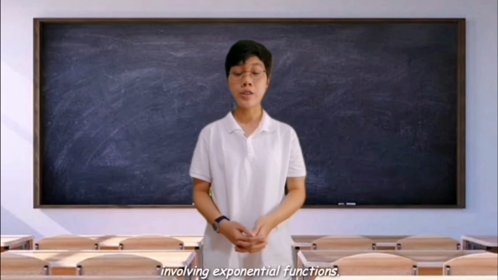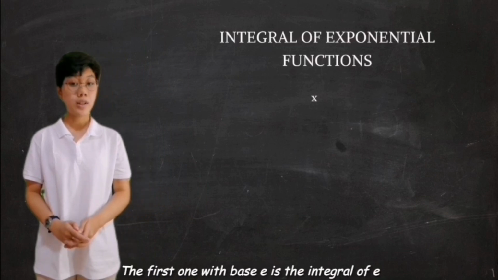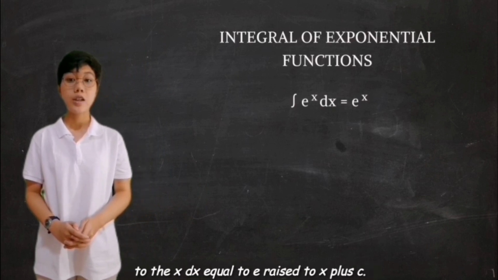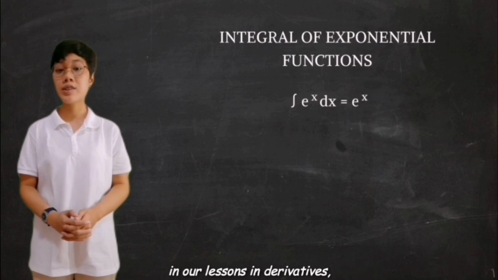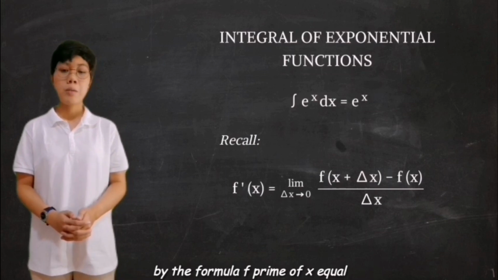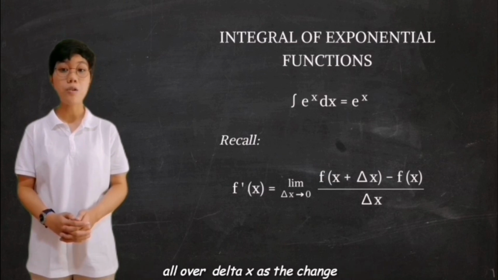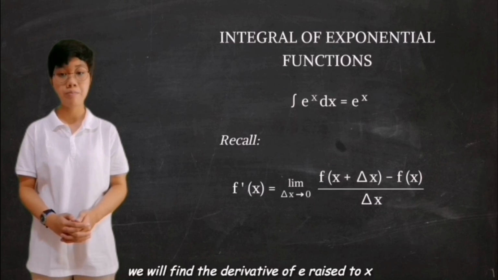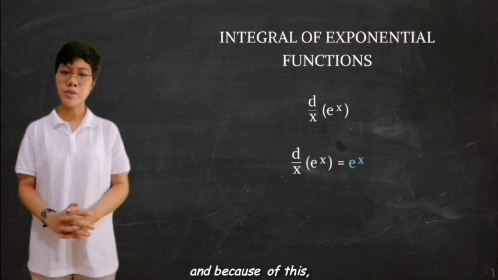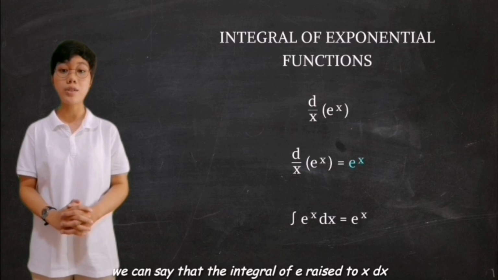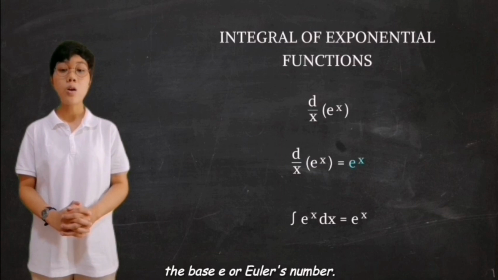Let's discuss the integration involving exponential functions. There are two basic formulas. The first one, with base e, is the integral of e to the x dx equal to e raised to x plus c. We've learned about the increment method in our lessons in derivatives. By the formula f prime of x equal to the limit of f of x plus delta x minus f of x, all over delta x, as the change in x approaches 0, we will find the derivative of e raised to x, which is also e raised to x. Because of this, we can say that the integral of e raised to x dx is equal to e raised to x. This is the formula for base e, or Euler's number.